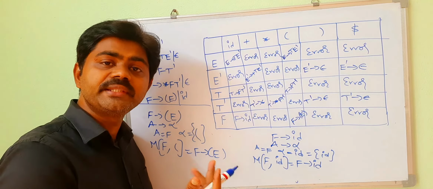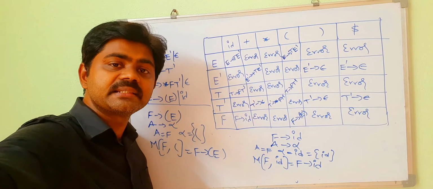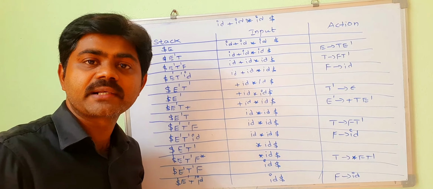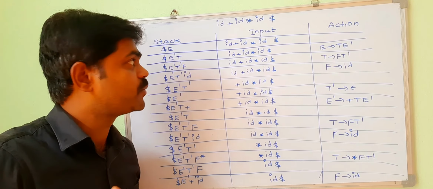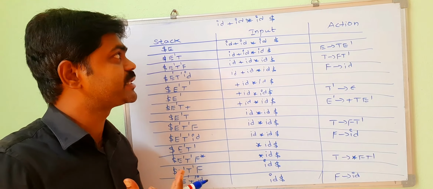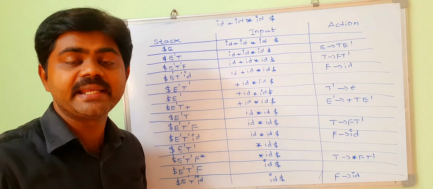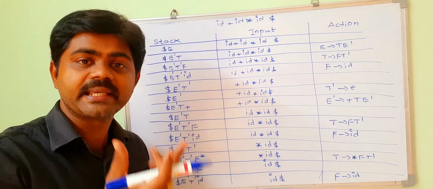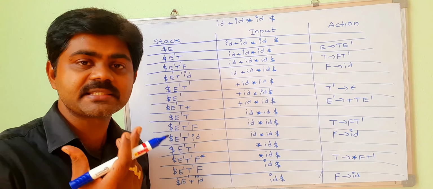Okay, so in this way we constructed the predictive parsing table. Now once we completed our predictive parsing table, we should parse an input string. So what input string did we take here? id plus id into id and dollar. So finally we should get dollar. If we get dollar, then our input is parsed.